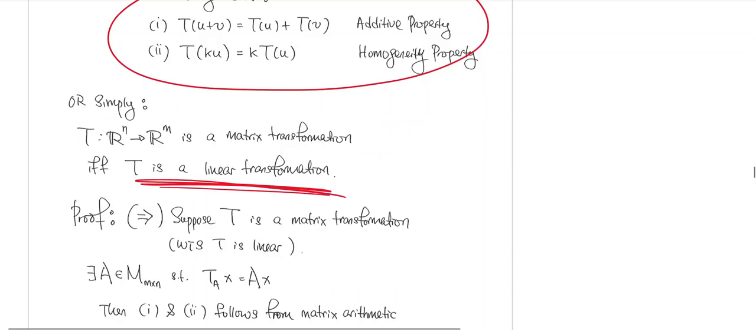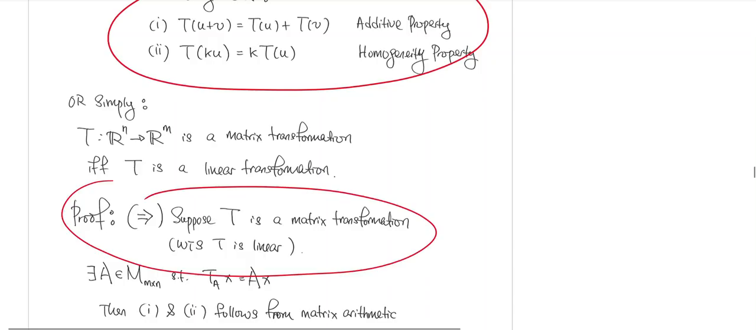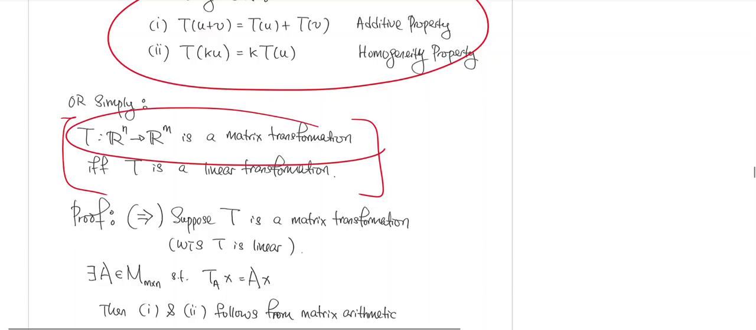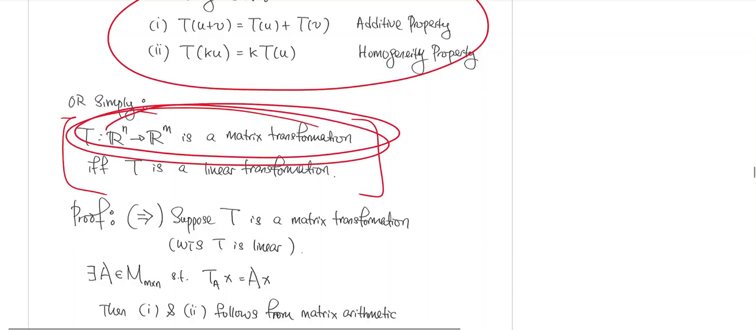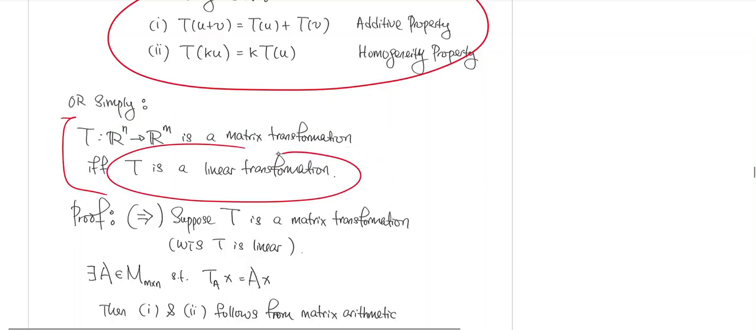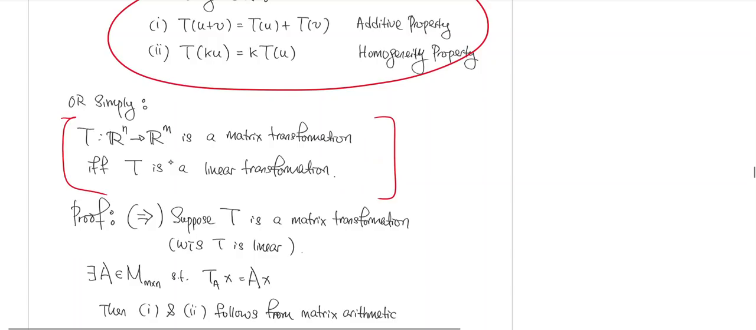Now, why is this important? Because one side of the statement is actually pretty obvious, which is this side right here. Let's look at the proof real quick. So this is the statement of the theorem. It says that a transformation is a matrix transformation if and only if that transformation is linear. Let me say that one more time.